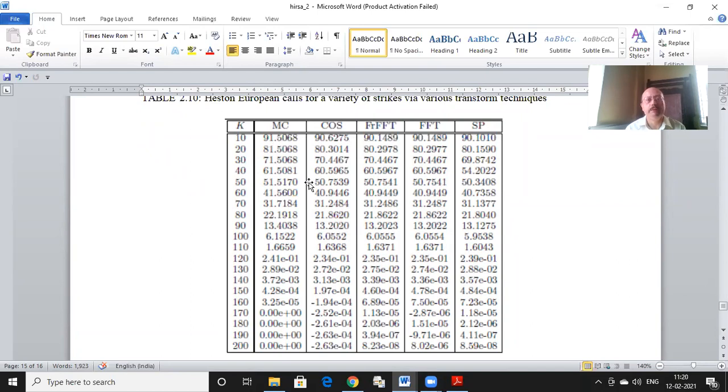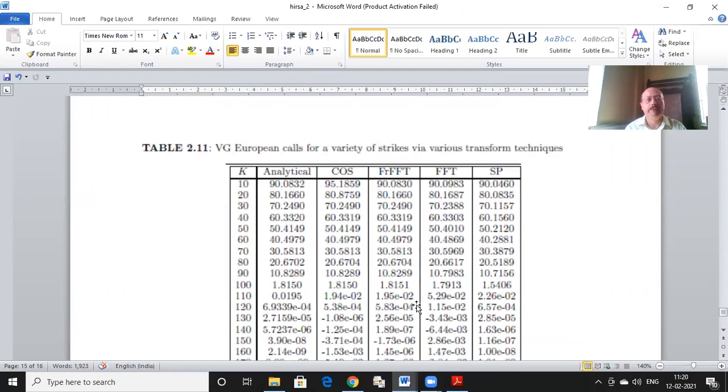When I go farther away, then the cosine method starts moving away from the correct solution. But at least for the Heston model, the FFT methods also start moving away from the correct solution. So they are equally bad as the cosine.